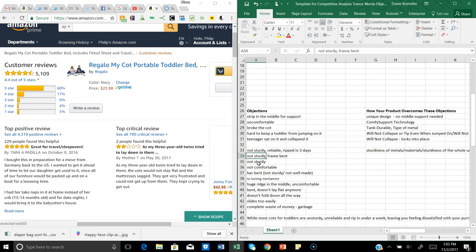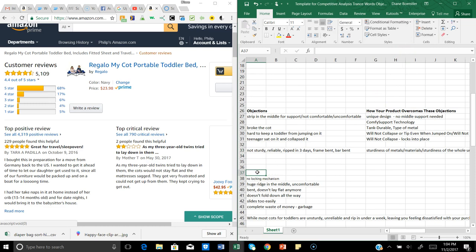Same thing, not sturdy, frame bent, not sturdy, not comfortable. Not comfortable actually goes up in, up here. These could all go together. So this is called grouping a theme. Okay, not comfortable, uncomfortable. Right, so we know this is really important to people. Not sturdy, ripped in 3 days, frame bent. And this tells you what objections you're overcoming. What do I have to say about my product? So people are like, oh, hey, I'm not going to have the same problems as the other person. Bar bent, same thing. Frame bent, bar bent.